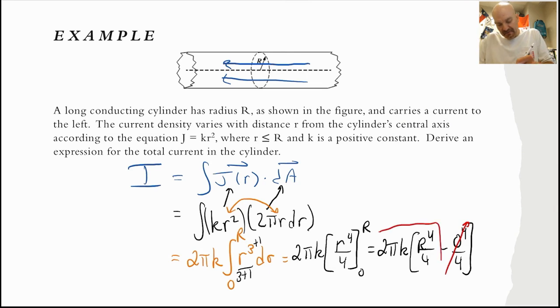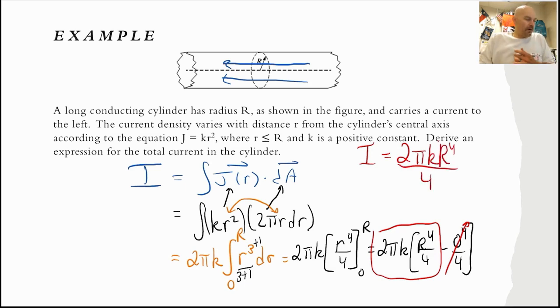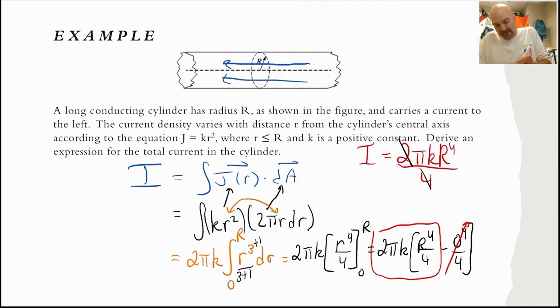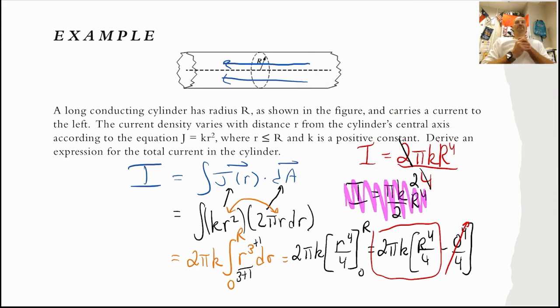And our answer is basically right here, right? So the current that is flowing through this cylinder is 2 pi k big R to the 4th over 4, okay? But we can do some simplifying. That 2 cancels one of the 2s in the 4. So our final answer would be pi k over 2 times R to the 4th. Highlight that. So there is our answer, right? So the current is equal to pi k over 2 R to the 4th.